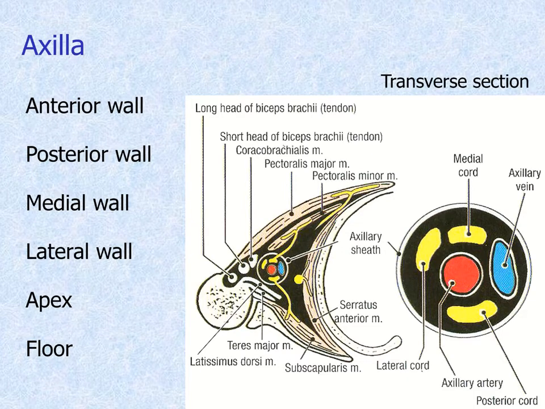Axilla. Axilla is a triangular or pyramidal shaped area above the skin of the armpit. It has a medial border which is fairly wide and an extremely narrow lateral border, an anterior wall and a posterior wall. It has a floor above the skin of the armpit, and it has a triangular apex at the root of the neck.